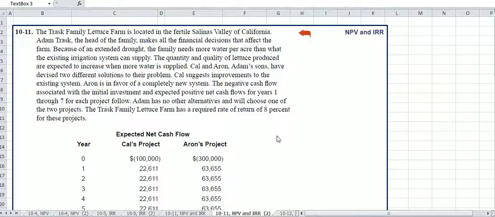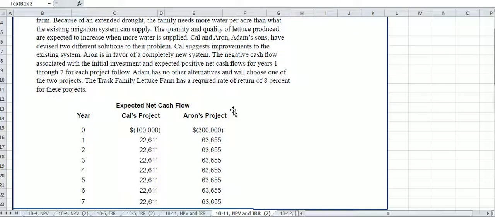The important thing that we need to get for this problem is the negative cash flow and the expected positive net cash flows for 1 year through 7 are shown right here. Okay, so this is what we need right here. And the required rate of return or the cost of capital for both these projects is 8%.